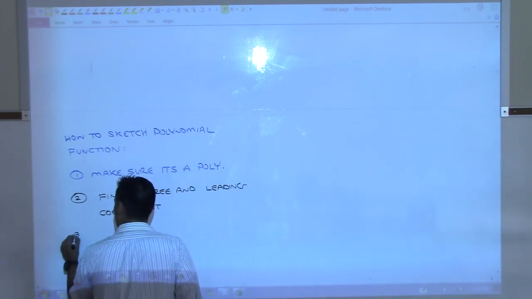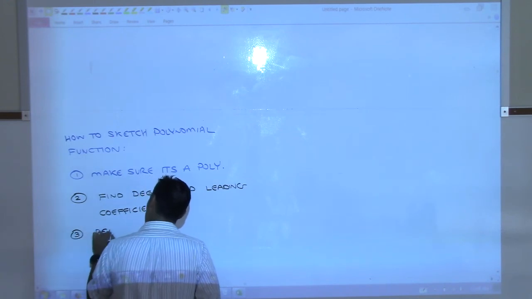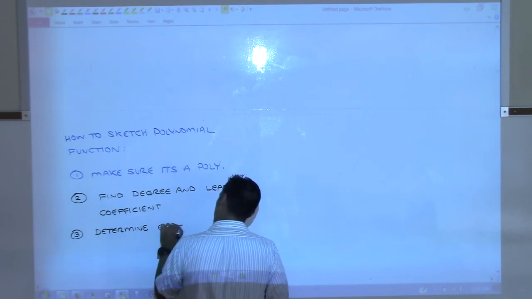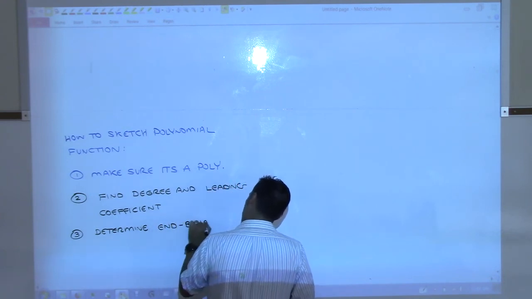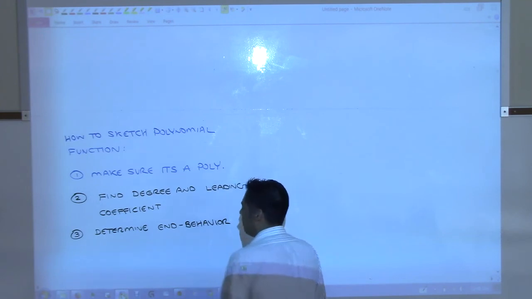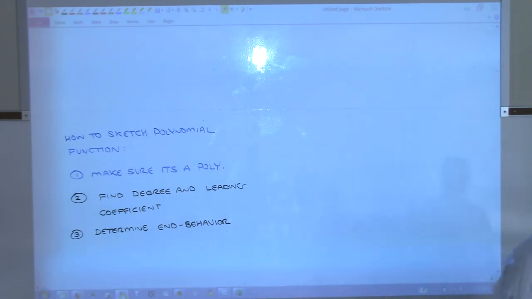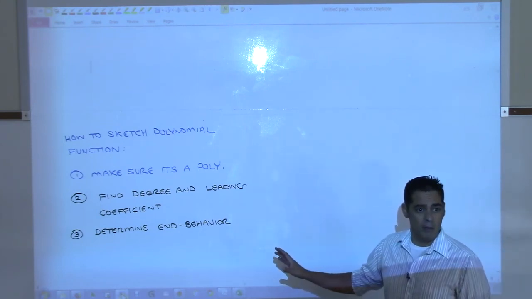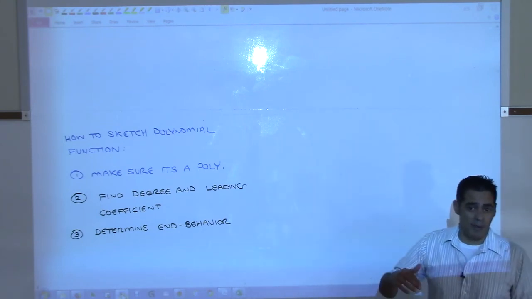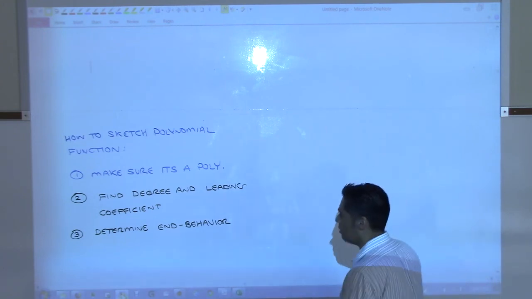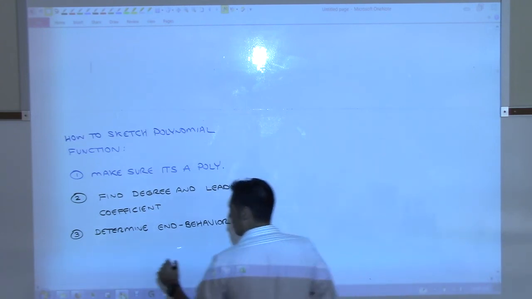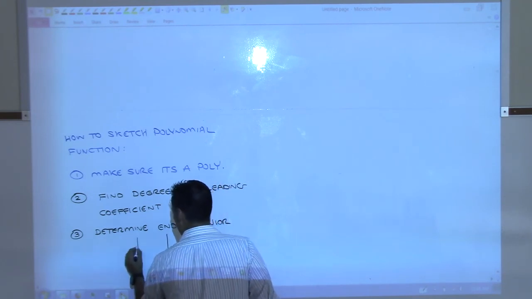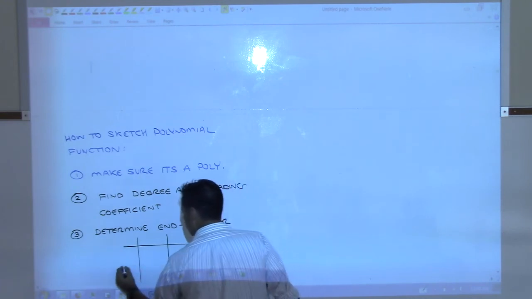The next step is to determine the end behavior. And that's what Luke was asking, right? Like, how do we determine the end behavior? And here's how you do it. Okay, what we're going to do is use a chart, a table that I'm about to show you. Here's the chart. I'll put it right here. And this chart, I would allow you to have on the test.